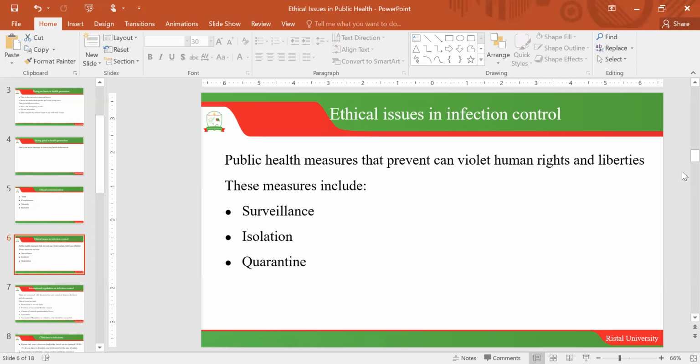It also poses ethical issues in regards to you accessing people's private information and using it for different purposes. So surveillance has issues to do with privacy, and also sharing that information with others is another issue.